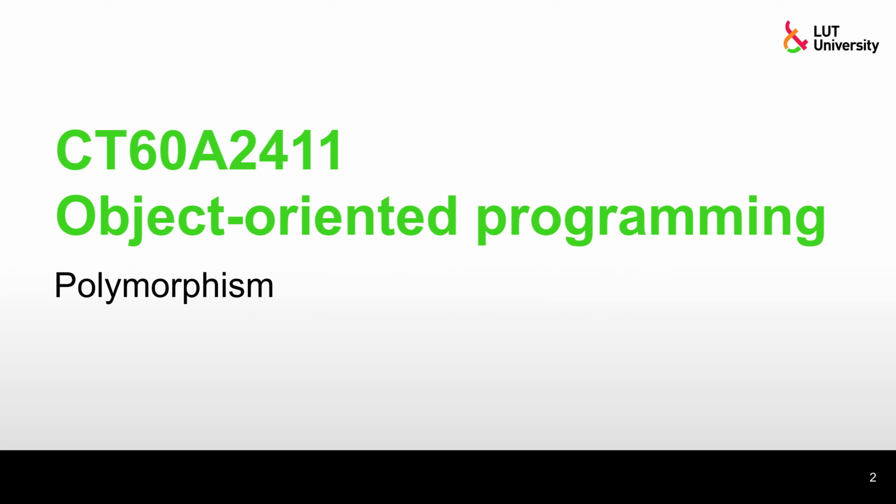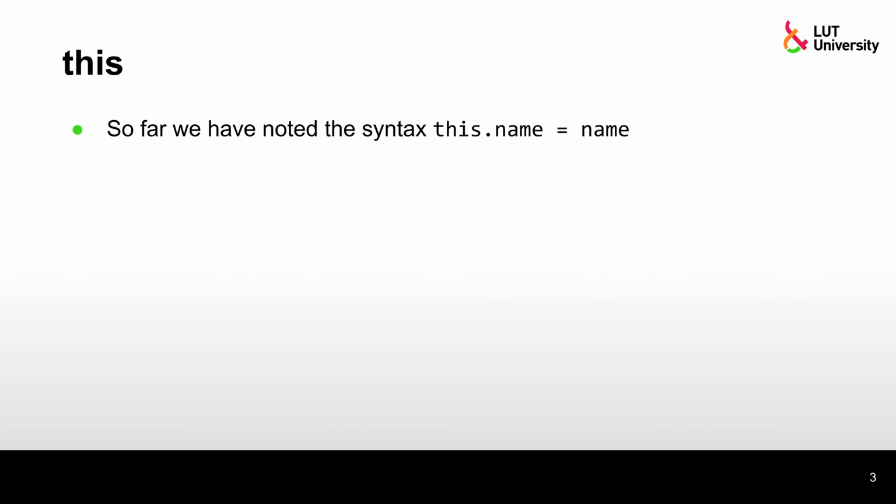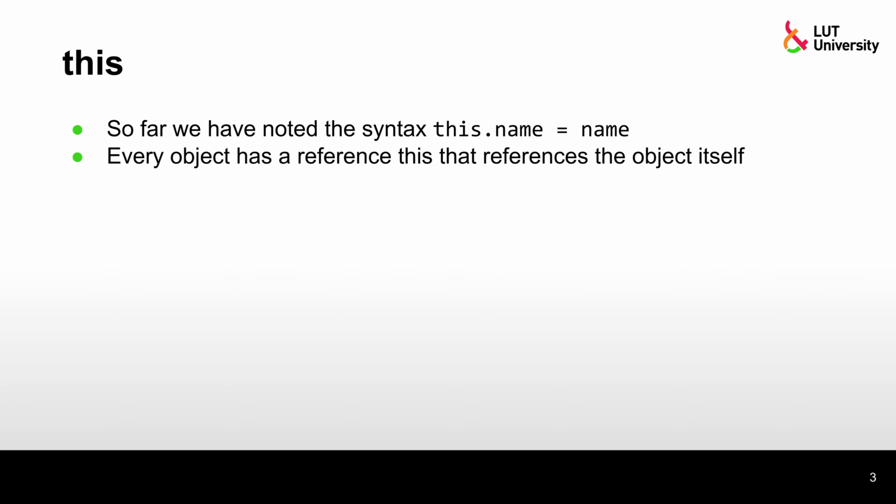Object-oriented programming, polymorphism. So far we have noted this syntax where we have this.name equals name, so for example the constructor gets parameters and they are set to the member variables. And every object has a reference, this, that references the object itself. It's very logical that this means this object itself.